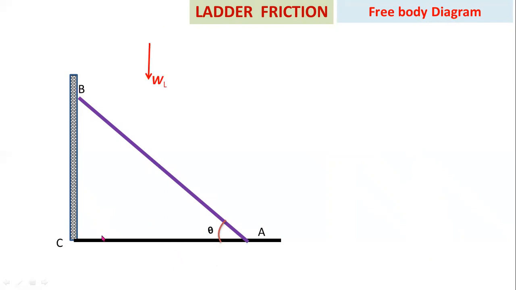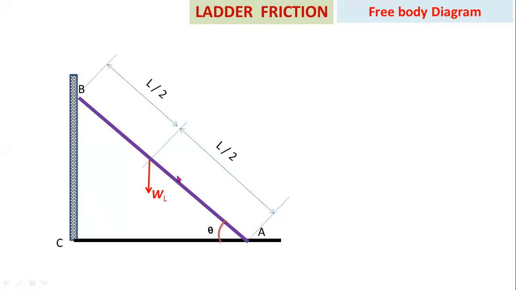Here the self weight of a ladder always acts at the center of the ladder, at the centroid of the ladder. That means half of the length of the ladder. So the self weight of a ladder always acts at the mid span, the midpoint of the ladder.